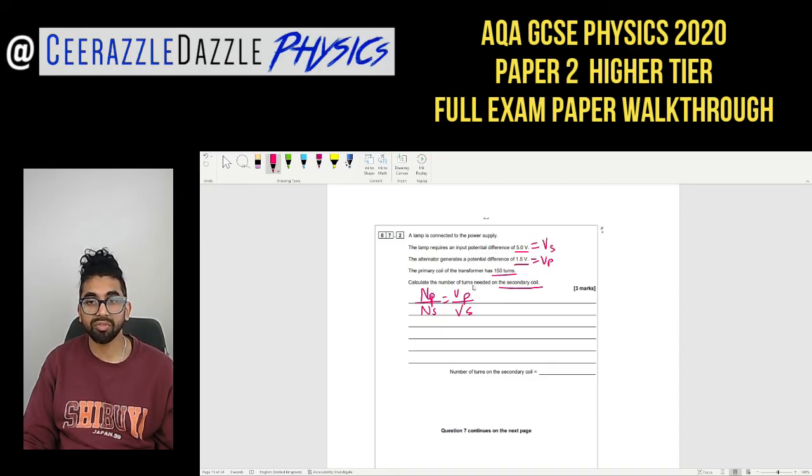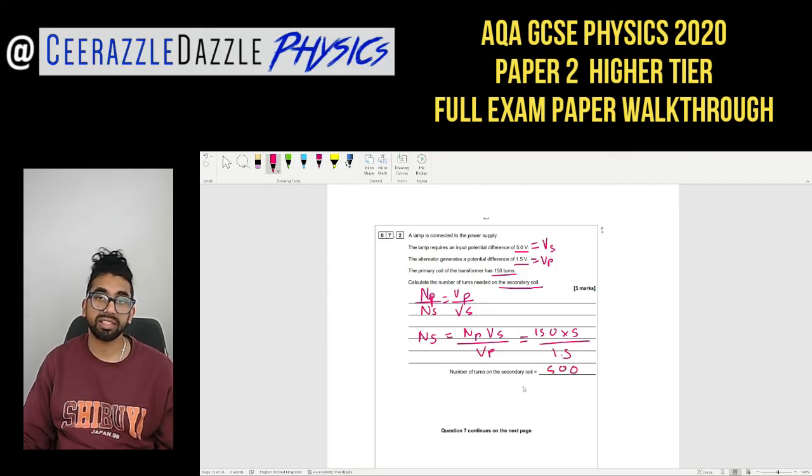So if you want to work out the number of turns on the secondary coil, that's NS. NS is equal to NP times VS divided by VP. The number of turns on the primary is 150. The voltage in the secondary, which you need, is going to be 5, which is at the top. The voltage in the primary is 1.5. My answer is going to be 500. Yes, the answer is going to be 500.